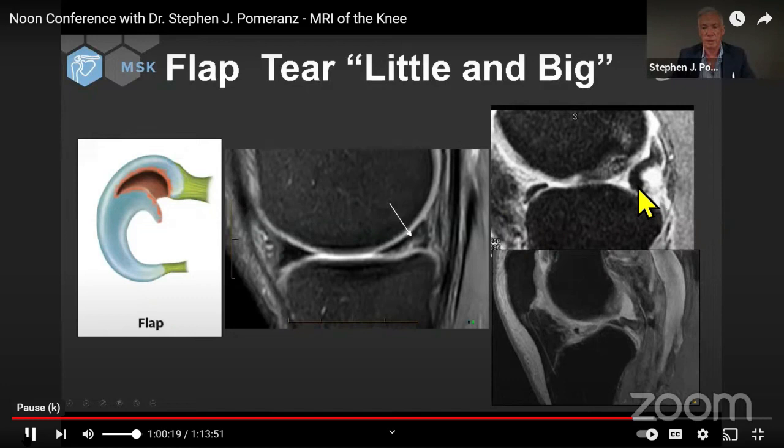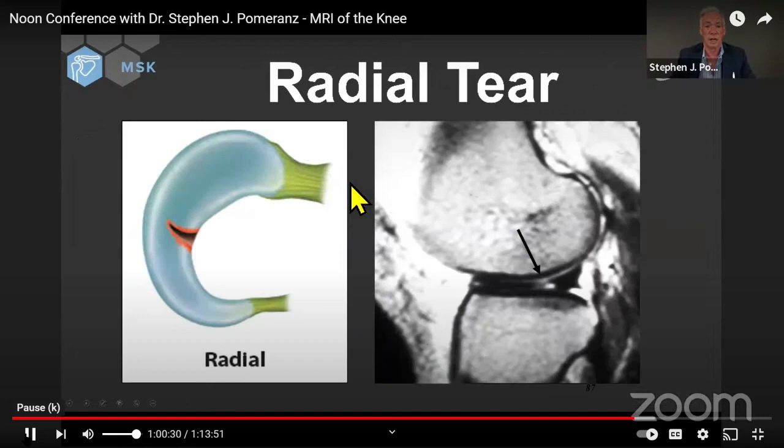And that's exactly what's happened here. It's flopping over on itself. And sometimes it can flop over on itself as a fragment that is caught in the back of the knee and very hard to retrieve clinically with the arthroscope. So mapping that out for the clinician is incredibly important.